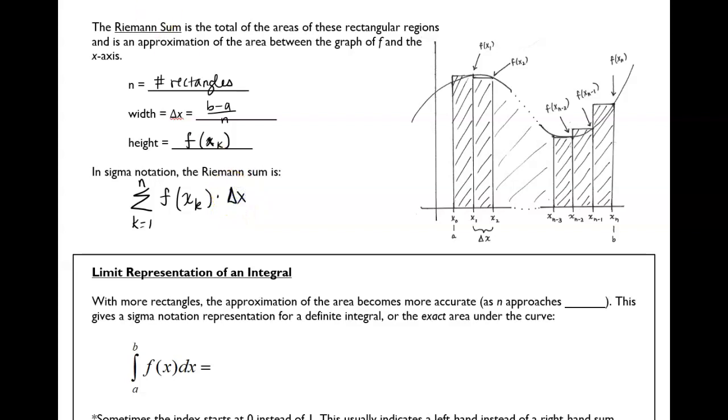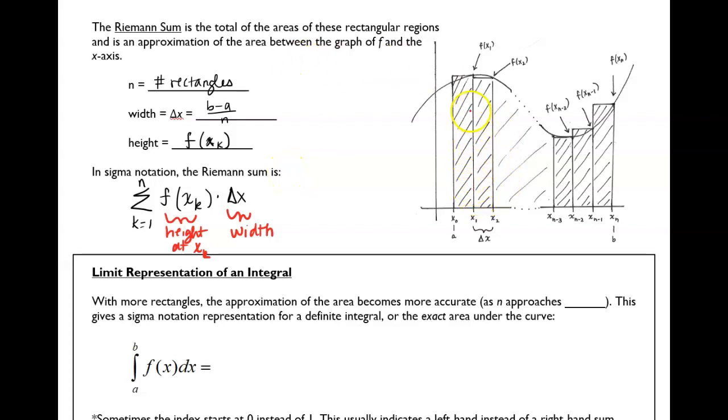So once again, this is my height at x sub k, and this is my width. Now sometimes our delta x is variable, like in the last example. Other times it's consistently the same width. So in this picture it seems to be the same width. Usually in these problems we will assume that we have equal subintervals, which will help us out.